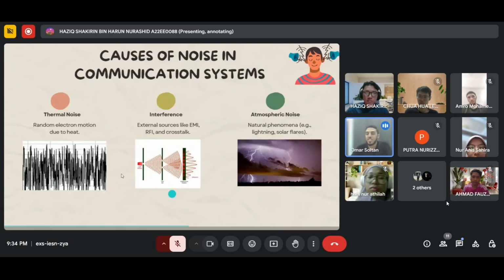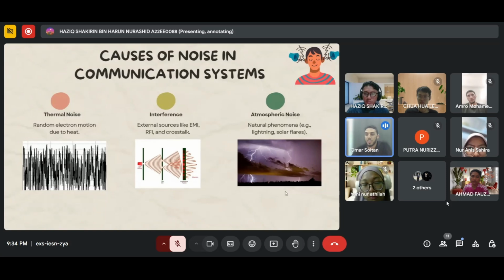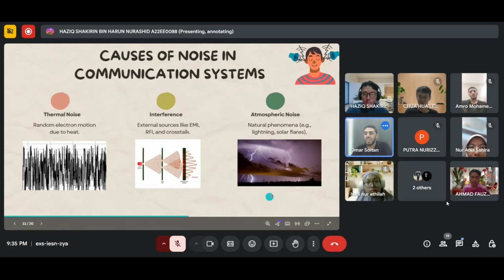The other is atmospheric noise. This is caused by natural events in the atmosphere, like lightning, solar flares, or cosmic radiation. These events can create electromagnetic waves that interfere with our signal. You have probably heard crackling sounds on AM radios during a thunderstorm. This is because of atmospheric noise.